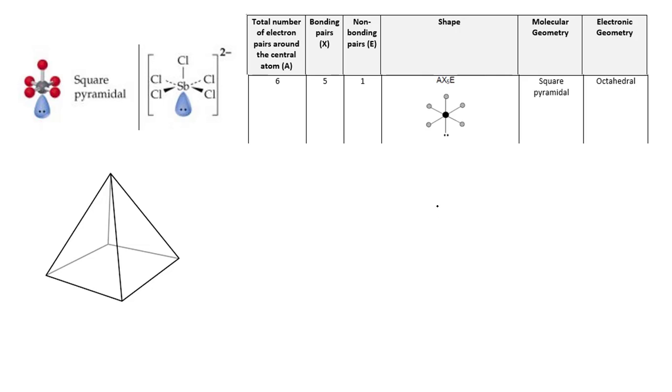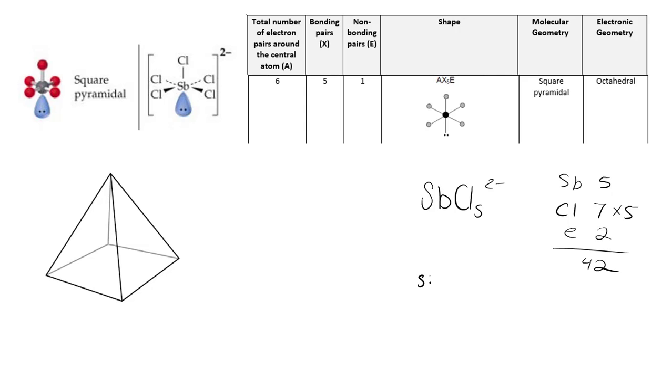Next, let's do an example of something that is square pyramidal and octahedral. So we've got antimony pentachloride ion, SbCl5 with a 2 negative charge. Antimony is below nitrogen with 5 valence electrons. Chlorine has 7 times 5 gives me 35 plus 5 is 40, but we have 2 extra electrons from my charge for a total of 42 electrons I need to draw.